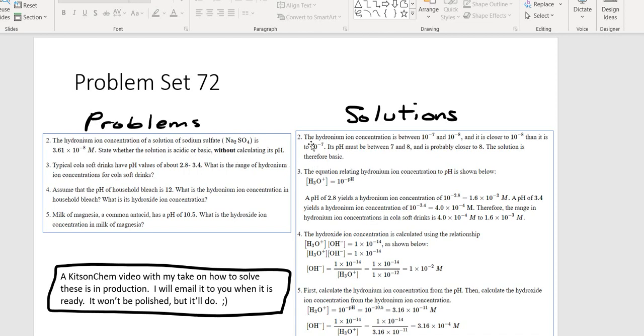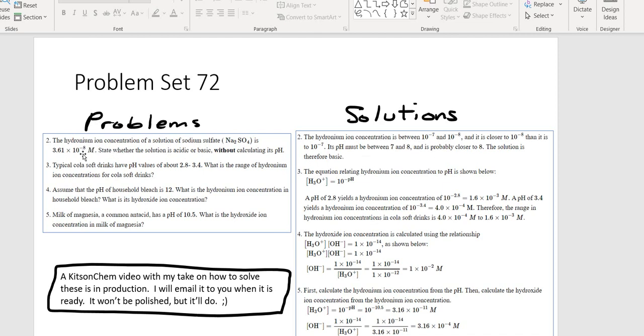And the solution here says the hydronium ion concentration is between 10 to the negative 7th and 10 to the negative 8th. That's this number right here. And it is closer to 10 to the negative 8th than it is to 10 to the negative 7th. Its pH must be between 7 and 8 and is probably closer to 8. The solution is therefore basic.